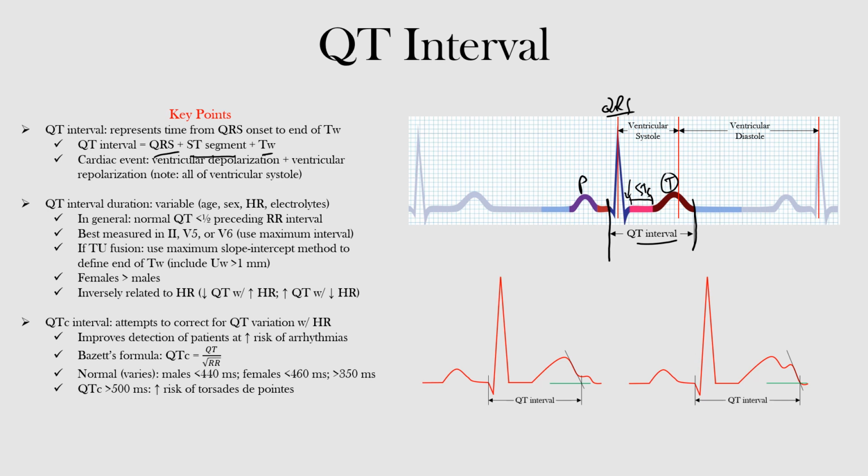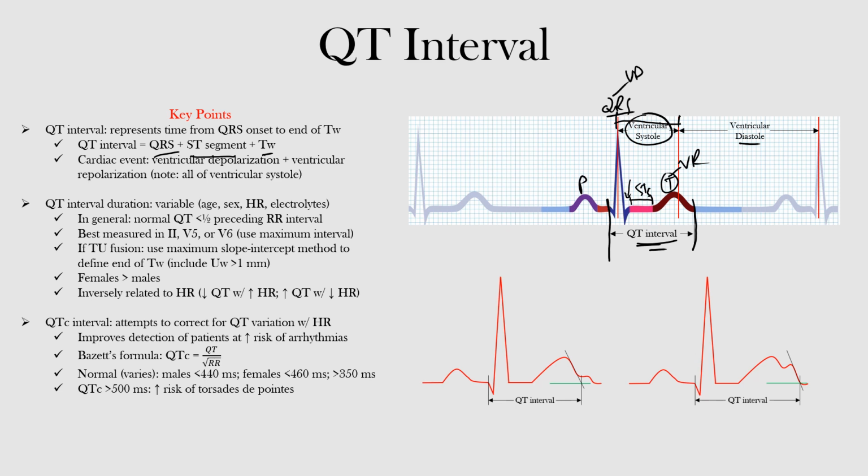The QT interval represents all of the events of ventricular systole, from the beginning of ventricular depolarization to the end of ventricular repolarization. If you notice here, this portion here is ventricular systole, then we have ventricular diastole, where we have relaxation of the heart, and notice that the QT interval is part of all of this. The ventricular systole is within our QT interval. That means the QRS complex, which represents ventricular depolarization, and our T wave, which represents ventricular repolarization.